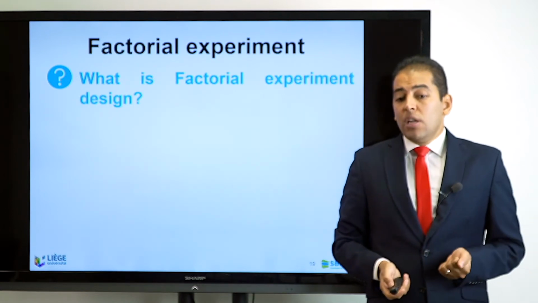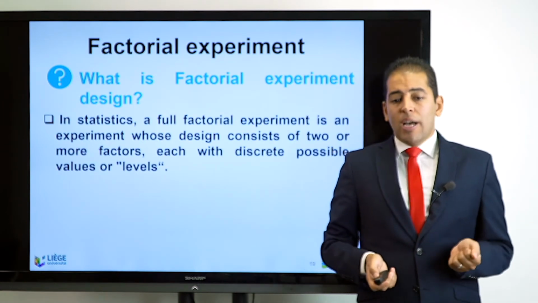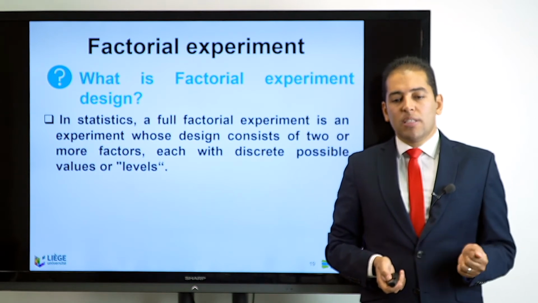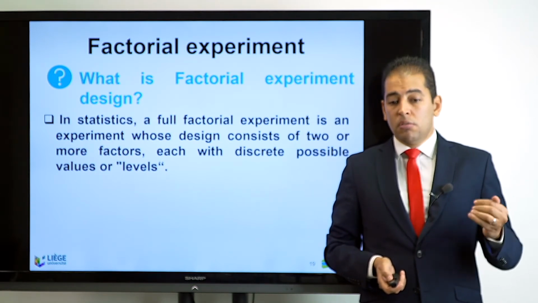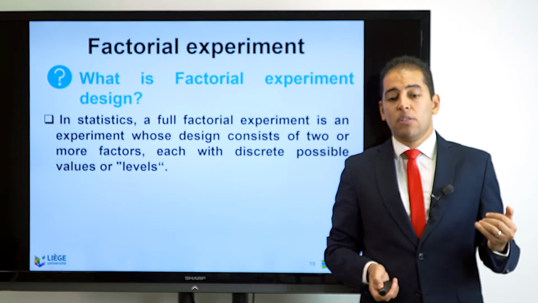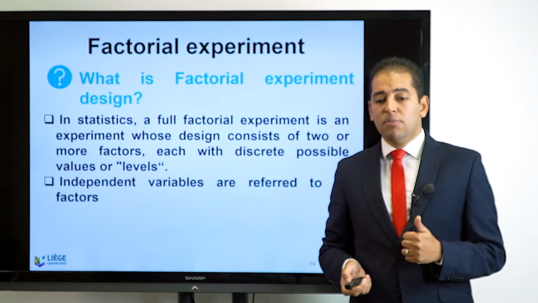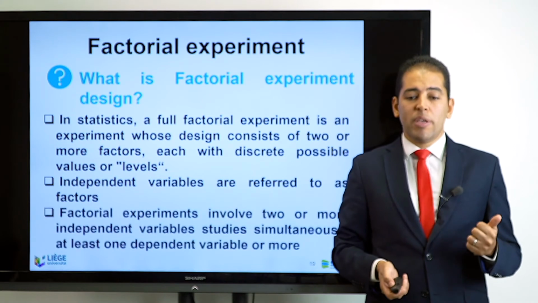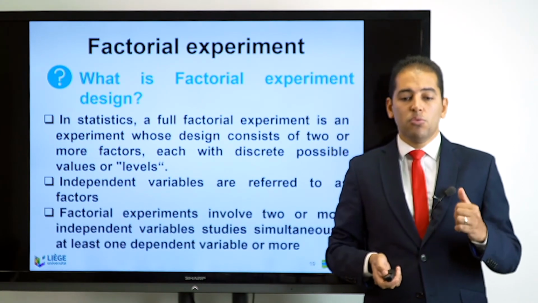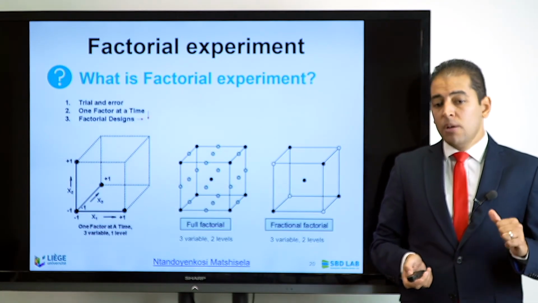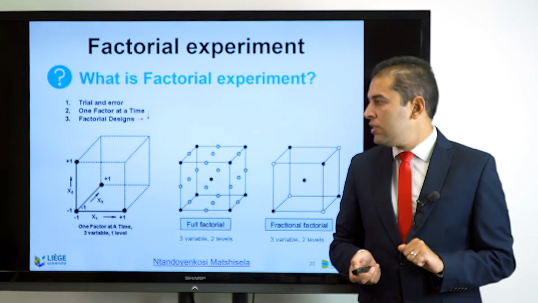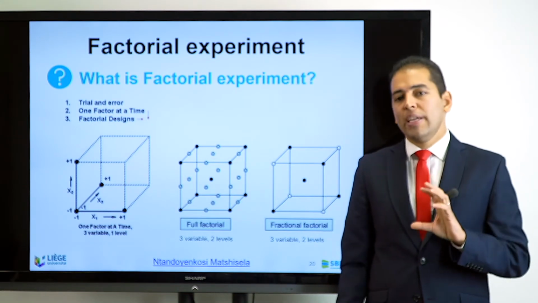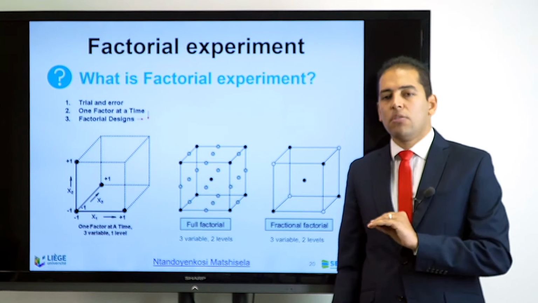So what is a factorial experiment? Well, I mentioned before, any such statistical test will have more than one factor and more than one level. We have independent variables that are referred to as factors, and a factorial experiment involves two or more independent variables. But when we go further into detail, definitely a factorial experiment is not a trial and error experiment.